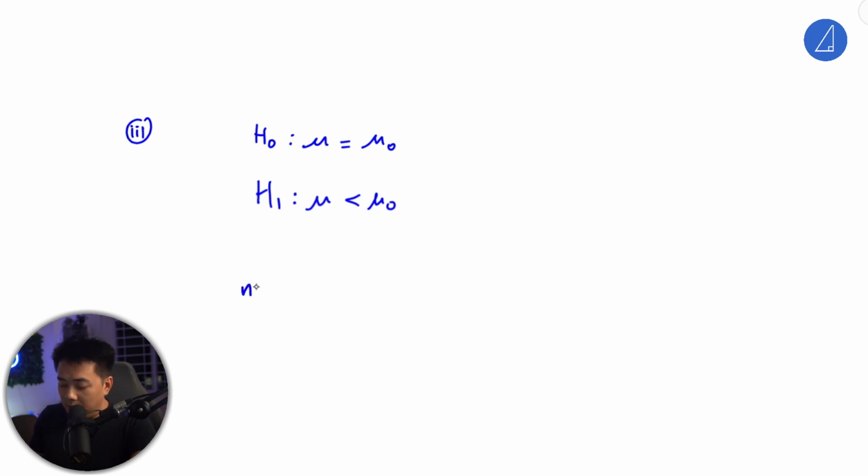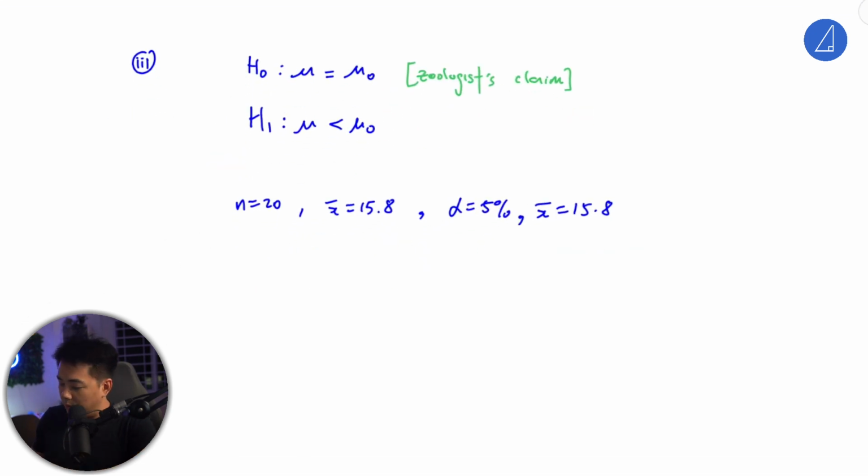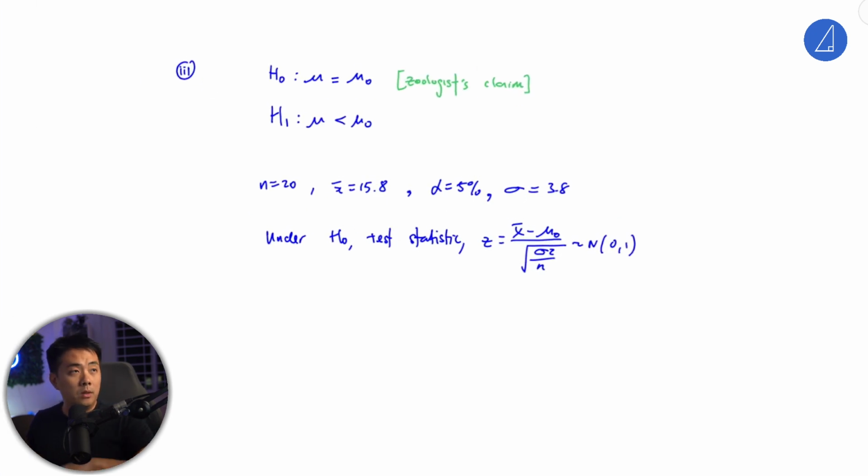Now everything is the same: n is 20, then X bar is 15.8. So this is his claim. This has to be his claim. I'm using the same distribution, so I don't think I will want to write it all out; maybe I just write it down under H naught here. There you go. So this is what's going on.